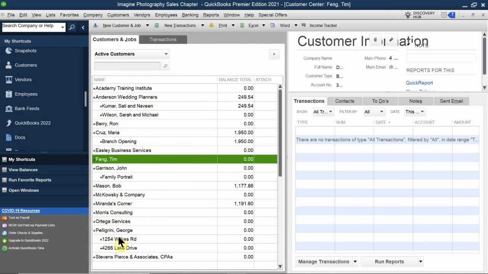Okay, so that's how we enter in a customer's information, right? Straightforward, easy. All you have to do is answer the questions. Very similar to what we've been doing for last week, right? Any questions here?